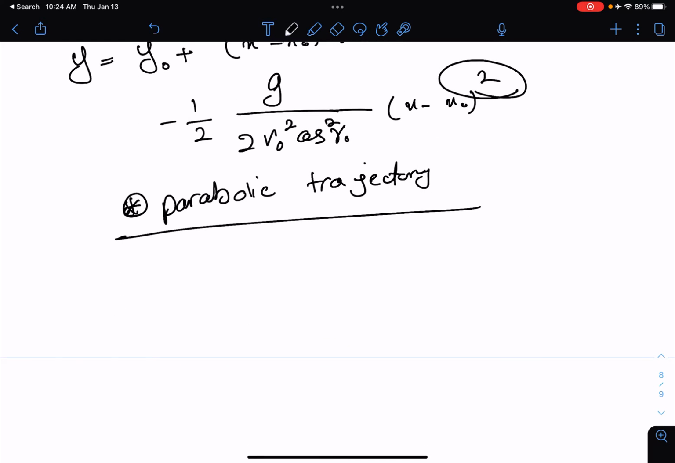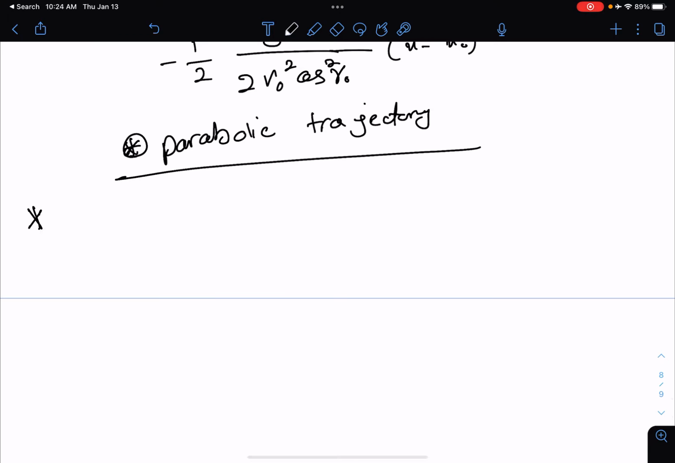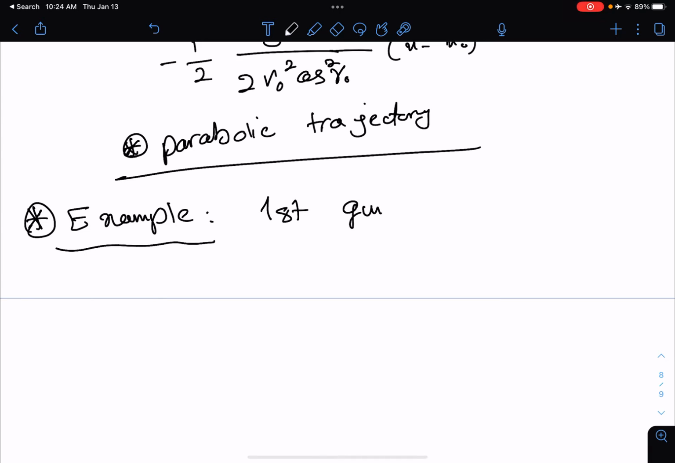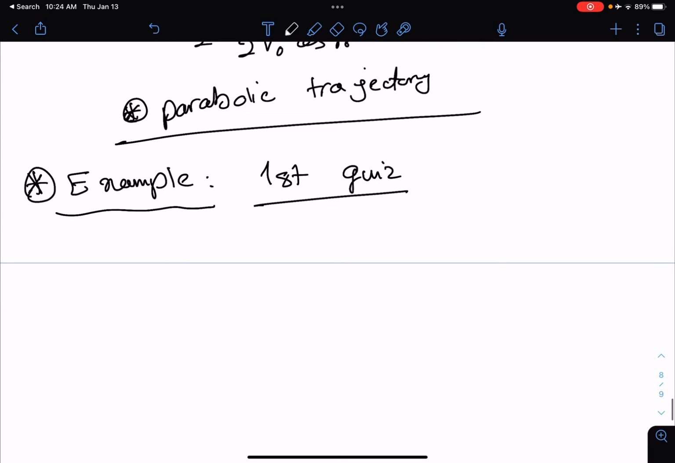Okay, let's solve a second example, and this example is the first quiz. So I want all of you to take a paper, write your names on it, and you have, what time is it? You have 10 minutes. It's 10:24. Let's shoot for 10:30, like 4, to solve this.